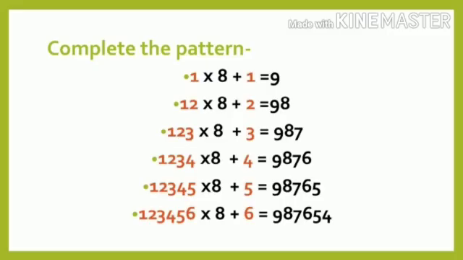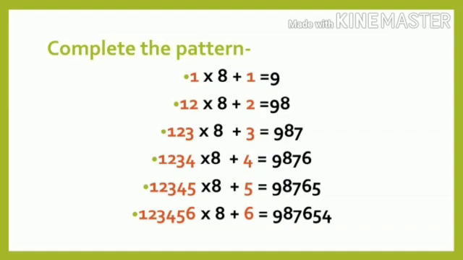Complete the pattern. You can see here is a pattern. 1 multiplied by 8 plus 1 is equal to 9. After it we will increase the number, means after 1 it will be 12, then 123, then 1234, then 12345, then the last one 123456, and so on we can do. Now 8 will remain as it is. You can see 8 here in every step.